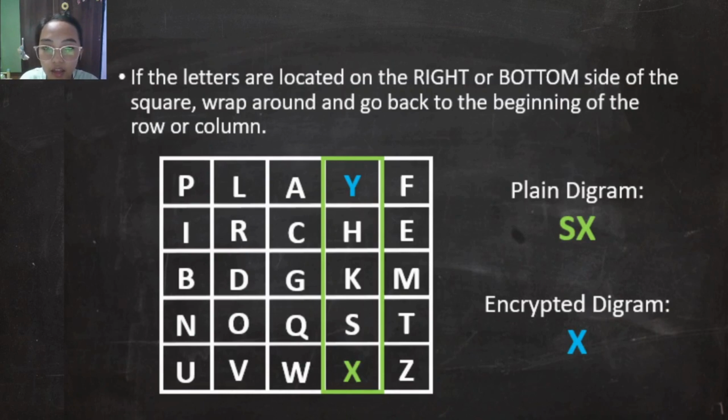So here X is at the very bottom, and since we have to encrypt it into the bottom letter, and there's no letter at the bottom, you have to go back up to that same column, so it becomes Y. X becomes Y. It would be encrypted into Y. So the plain diagram SX would be encrypted into XY.